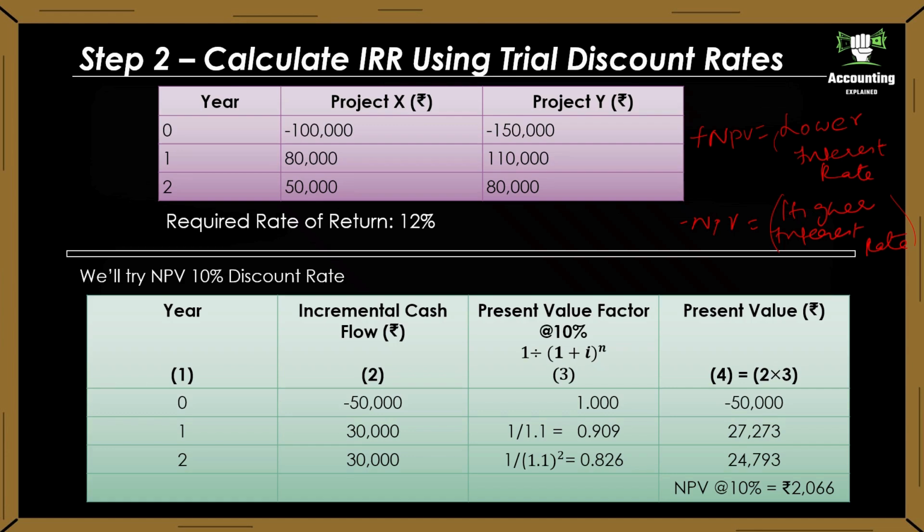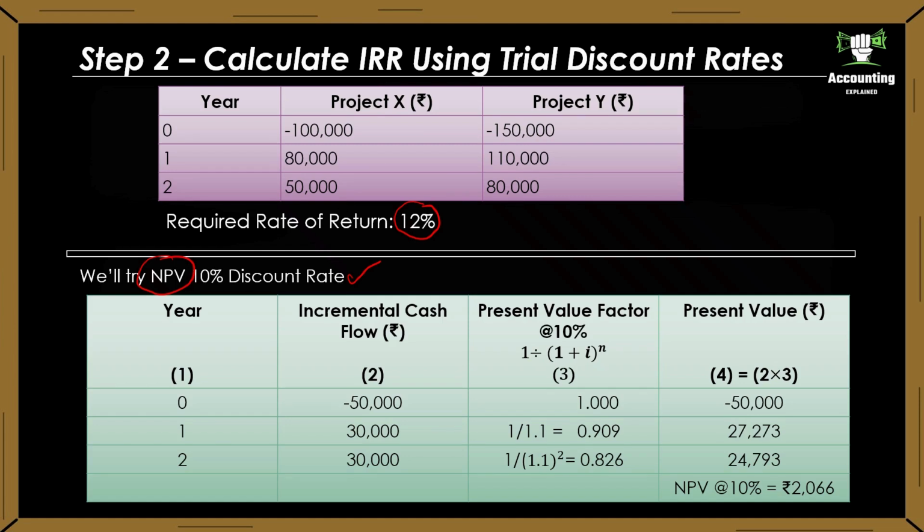Now coming back to the solution. Here, the rate of return they have given for this question is 12%. So what I am going to do is I am going to take 10% as a discount rate and find out the NPV. You all know the formula for NPV. You must be knowing the formula for NPV because as I have told you, you have to know in detail about NPV, time value of money and IRR before coming to this video.